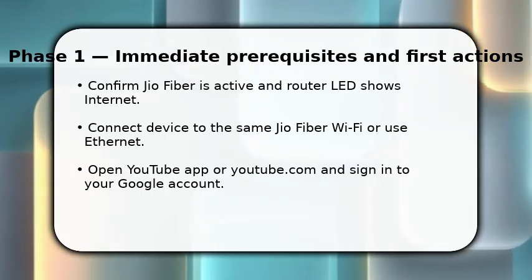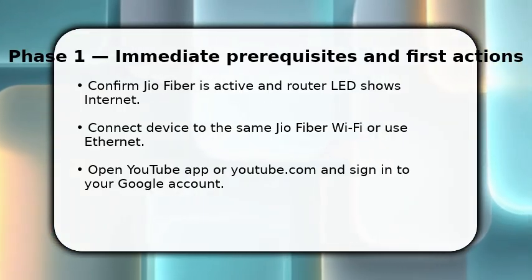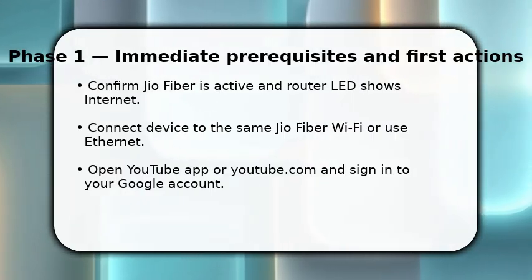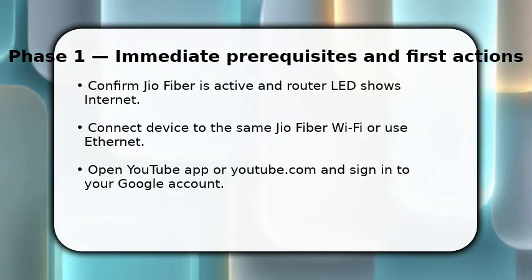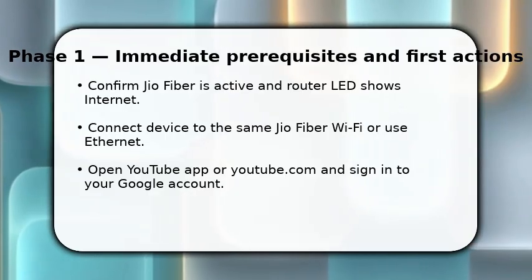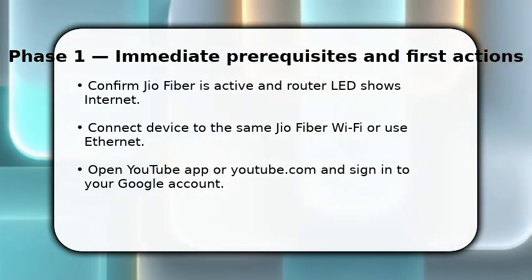Make sure you have Jio Fiber online and your device on the same network, so start by opening the YouTube app or YouTube.com. Sign in with your Google account to access subscriptions, watch history, and personalized recommendations. This makes playback smoother and lets you resume across devices. Once signed in, test playback by playing any video for 10-20 seconds to verify connectivity.